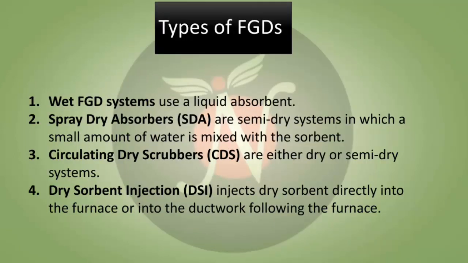Now, what are the types of FGDs? There is the wet FGD system, which uses a liquid absorbent. There are spray dry absorbers like this one. They are semi-dry systems in which a small amount of water is mixed with the sorbent. Then there are circulating dry scrubbers, which are either dry or semi-dry systems. Then dry sorbent injection injects dry sorbent directly into the furnace or into the ductwork following the furnace. I have already told you the types, but you don't have to lose your mind over it.